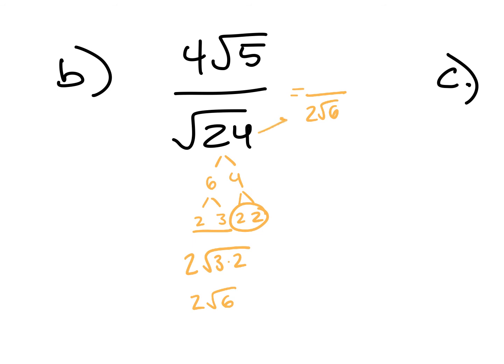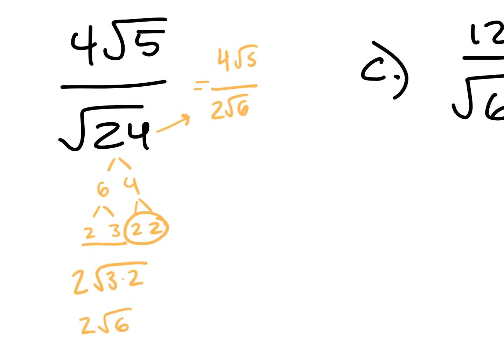So all I did was simplify the bottom to start. The top stays 4 square root 5. Now what do I have to multiply to rationalize? What's my radical in the denominator? Square root 6. So I'm going to multiply the top and the bottom by square root 6. So on the top, what is 4 square root 5 times square root 6?